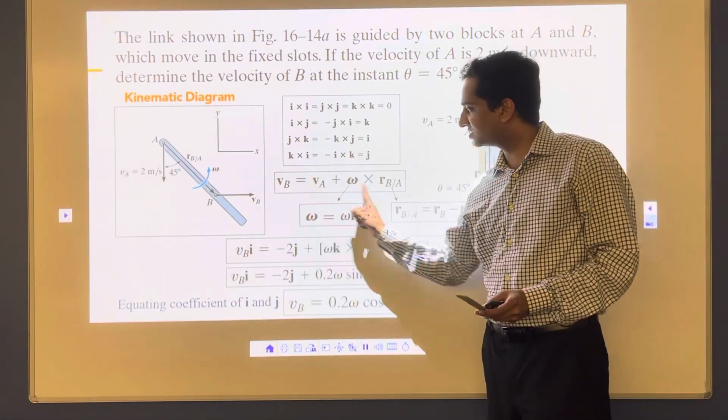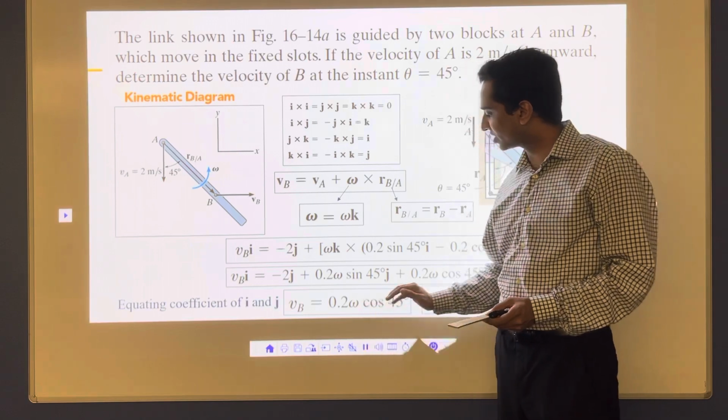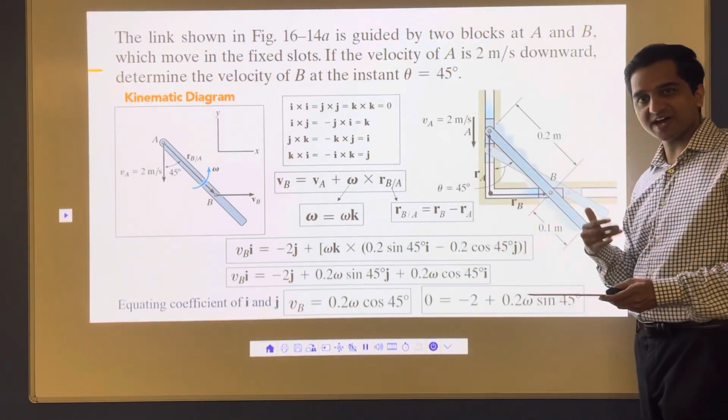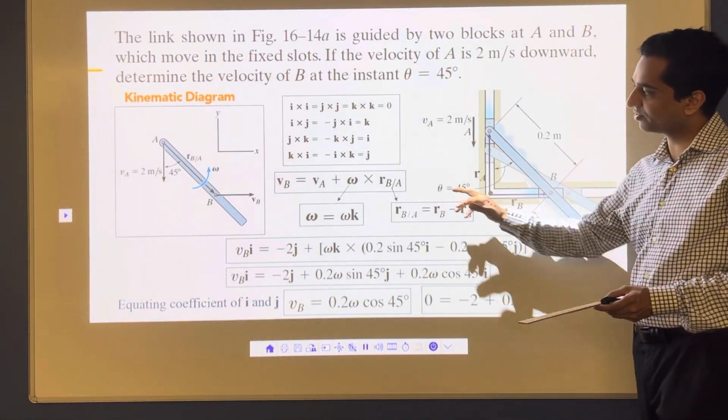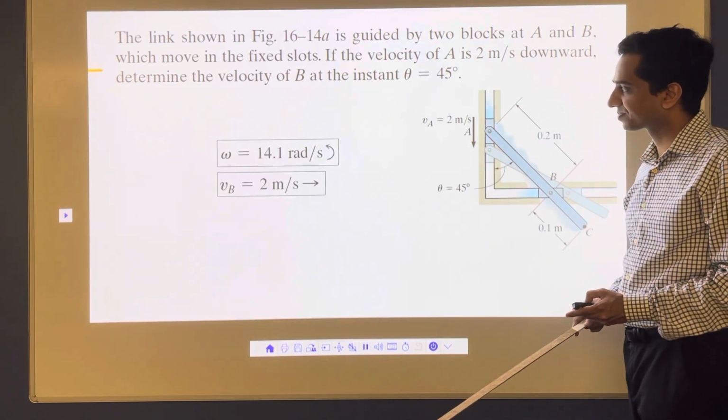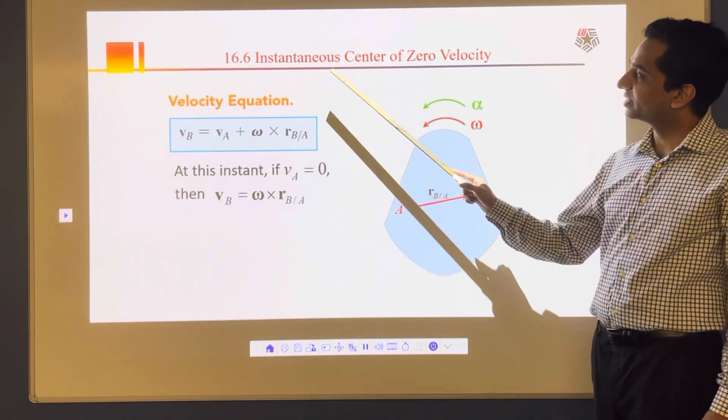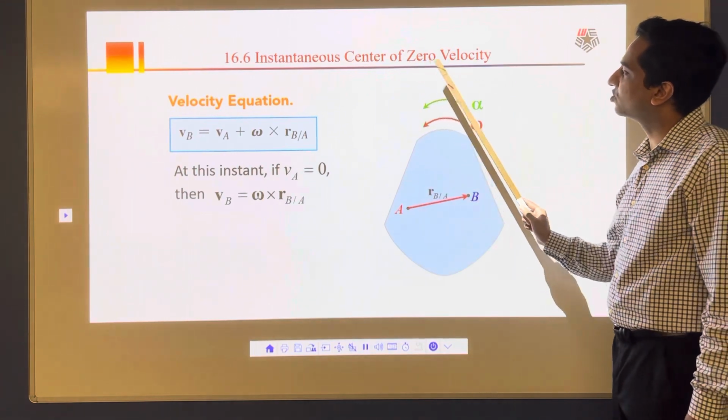Make sure that you understand this equation, and then you solve it, and then you can calculate the velocity of V. There are other ways to solve this problem. This is one of the ways, by using this equation. Now the next method, next part, is the instantaneous center of zero velocity.